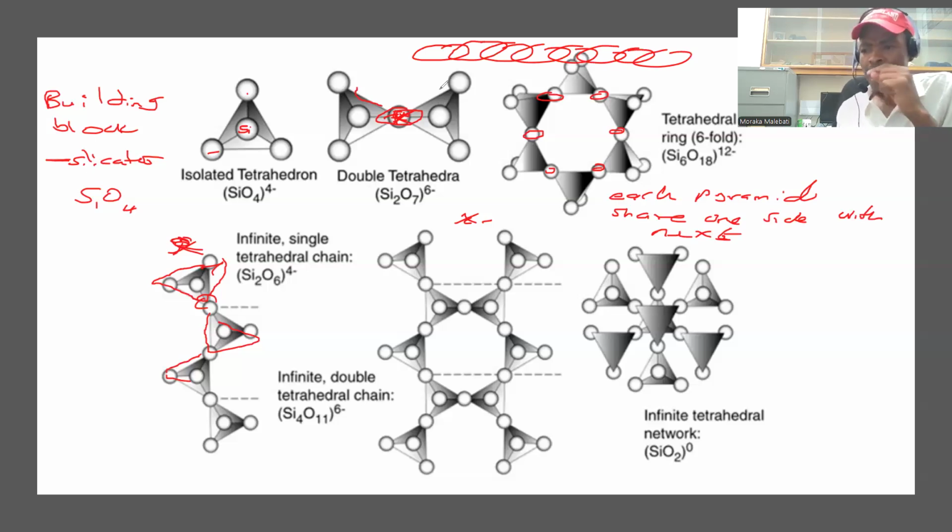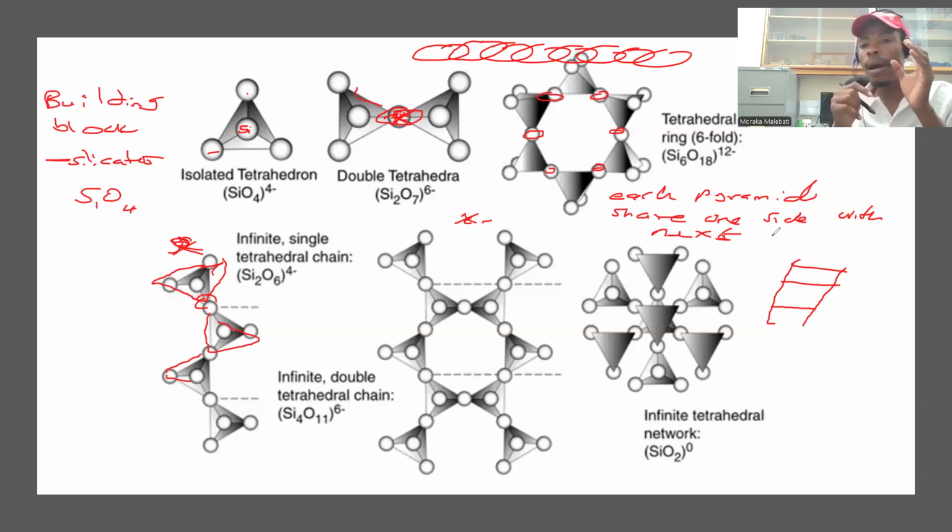Now, depending on whether the chain is a single row, like we find in pyroxene, or it can be multiple rows. The multiple rows will connect in a ladder pattern. The ladder will be something like that. So it's like you have a single chain here, and you have another single chain here.